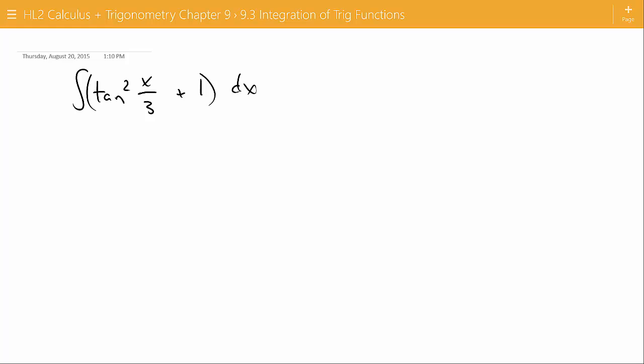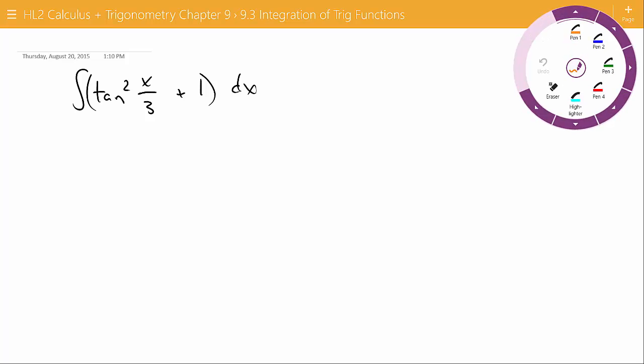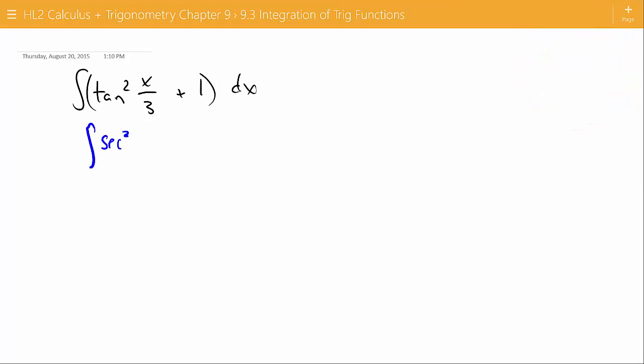Tangent squared of x over 3 plus 1. Wow. These just seem to be getting crazier and crazier, but hey, we can handle it. We're all right. This is another identity. The identity that we have here is tangent squared plus 1 is the same as secant squared. And hey, we know the antiderivative of secant squared.